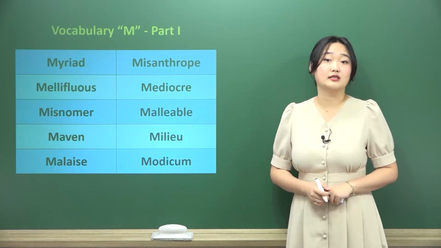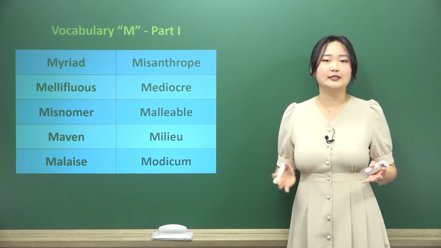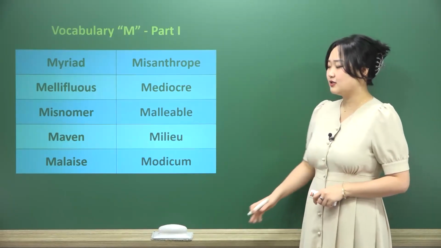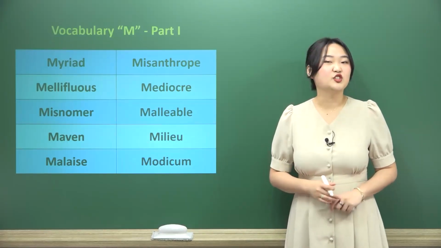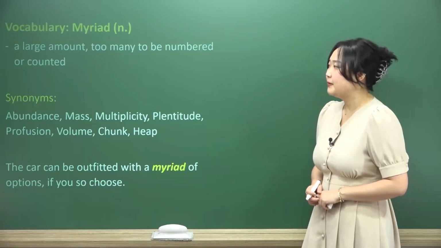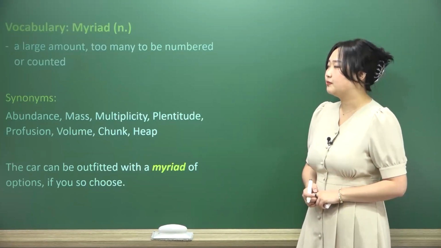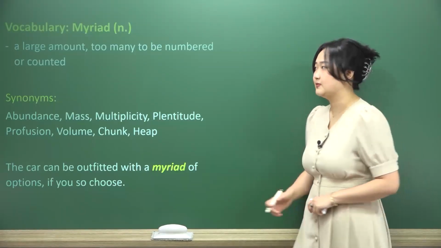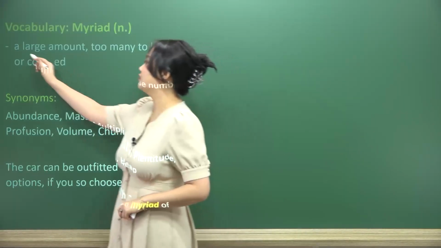Again, I feel like the words that start with the letter M just have a tendency to be a bit difficult to pronounce. At least that's what it looks like so far. And so just keeping that in mind, let's start off with our first word, which should be a bit of an easy one, if not a bit of a review for us, myriad. Myriad here is a noun, a large amount, too many to be numbered or counted. This is how we want to remember it specifically. It's an amount, but quite a large amount.